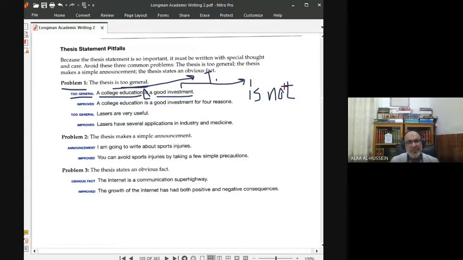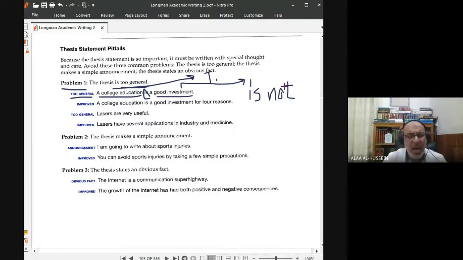Yes, okay. Excellent. So not every good sentence yields a good thesis sentence. Why? Because a thesis sentence should be specific. It should have a controlling idea, very specific controlling idea. It shouldn't represent or give a general statement, general idea.